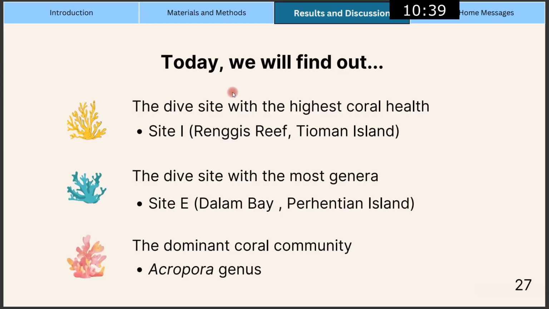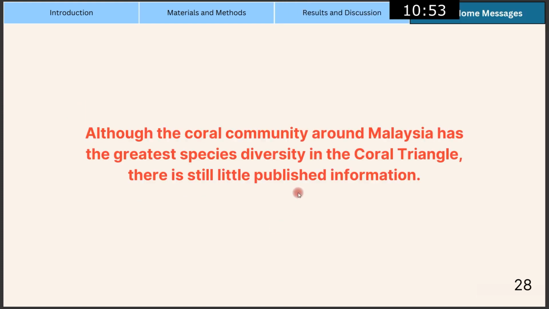So today we already found out the dive site with the highest coral health, which is Site I, the dive site with the most genera, which is Site E, and the most dominant coral community, which is the Acropora genus. So the take-home message is that although the coral community around Malaysia has the greatest species diversity in the coral triangle, there is still little published information. So a greater conservation effort is still required. Thank you, everyone.